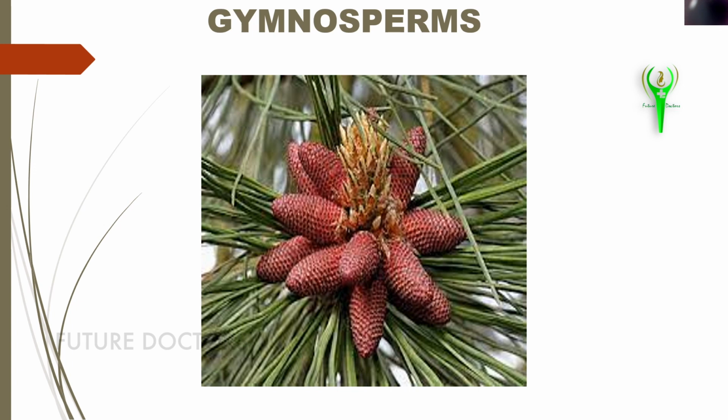Roots in some genera have fungal association in the form of mycorrhiza, while in some others, like cycas, small specialized roots called coralloid roots are associated with nitrogen-fixing cyanobacteria. The stems are unbranched or branched. The leaves may be simple or compound. In cycas, the pinnate leaves persist for a few years.